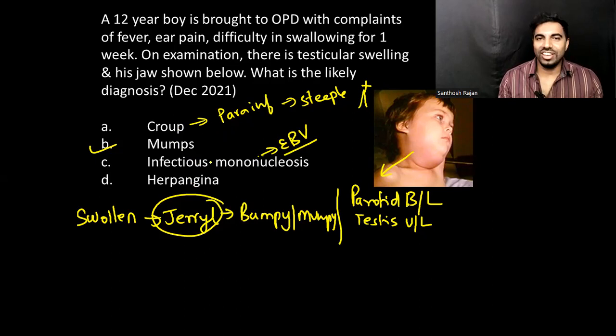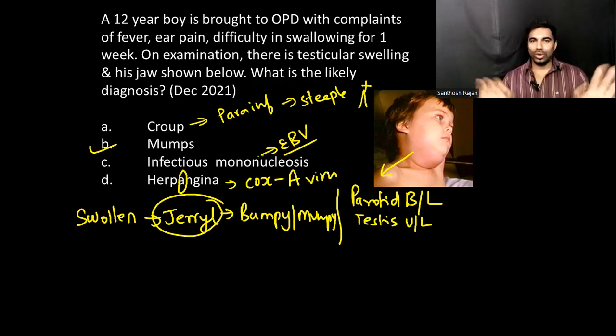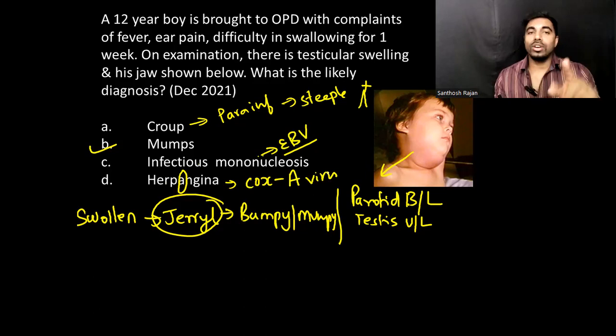If you remember, it's a coxsackie A virus, because yahan par dekho A hai, so it is coxsackie A virus. Coxsackie A causes herpangina. Coxsackie A and B both cause aseptic meningitis, but important is A causes herpangina. Also, it causes hemorrhagic conjunctivitis also.